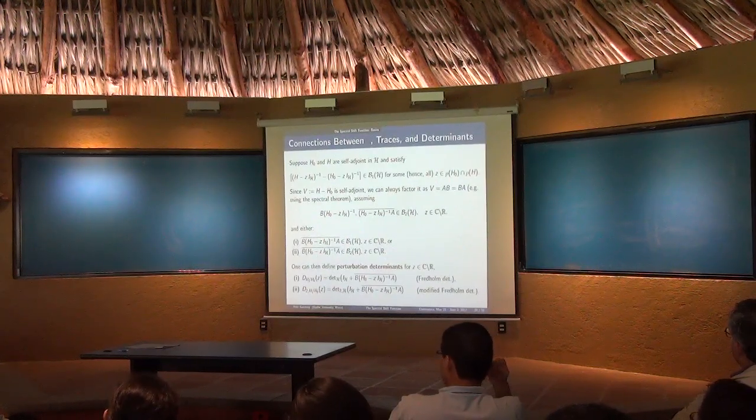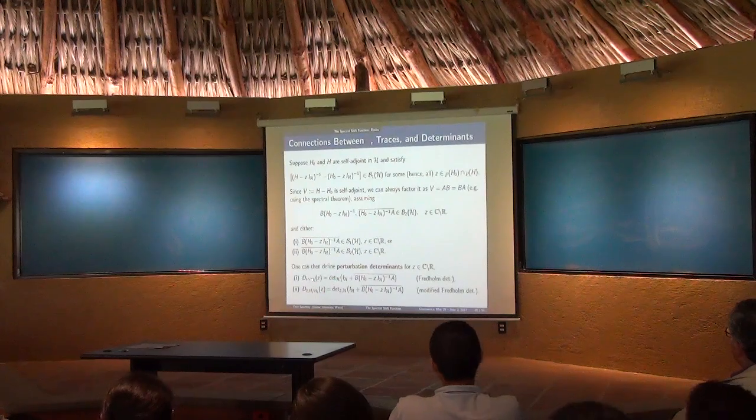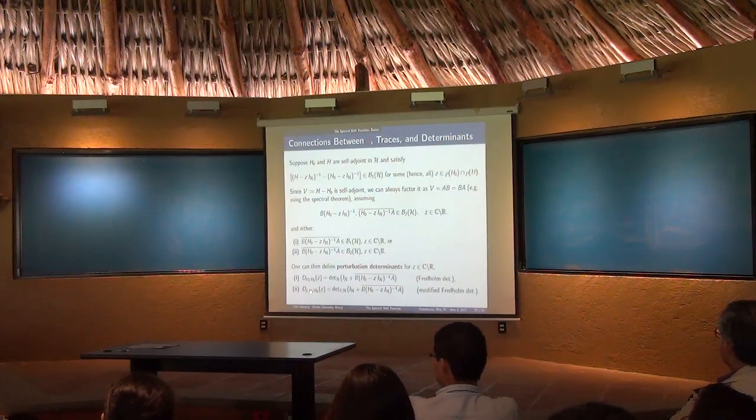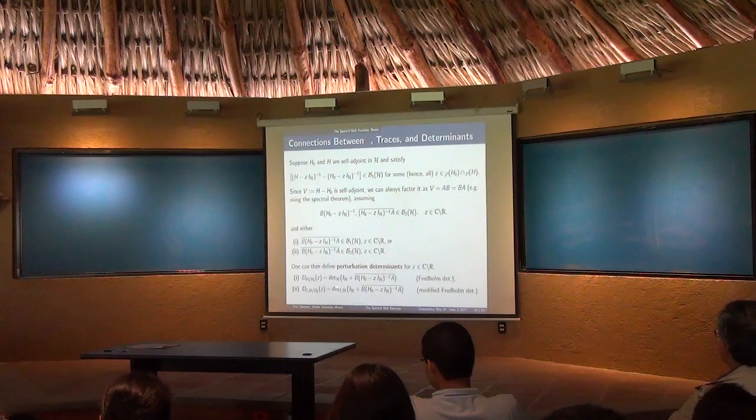Then you can actually show that your perturbation determinant in the first case is just the Fredholm determinant, 1 plus b, and it's this operator here. For a few experts in the audience, that's a Birman-Schwinger kernel. Okay? So abstract. And in the other case, where you're only b2, this wouldn't make sense with a Fredholm determinant, so you use the next best thing, the modified Fredholm determinant.